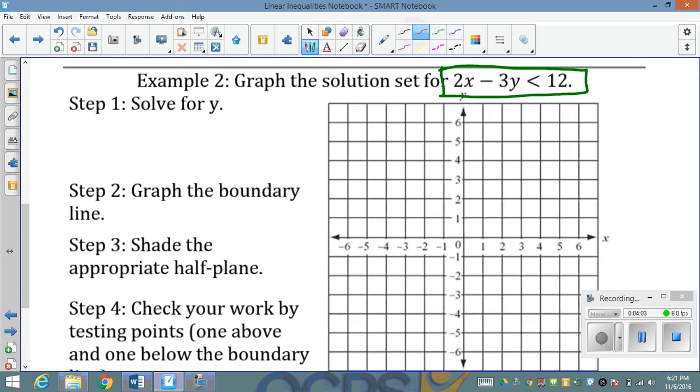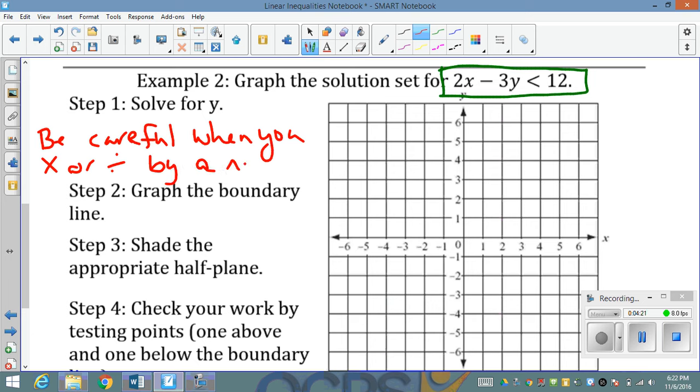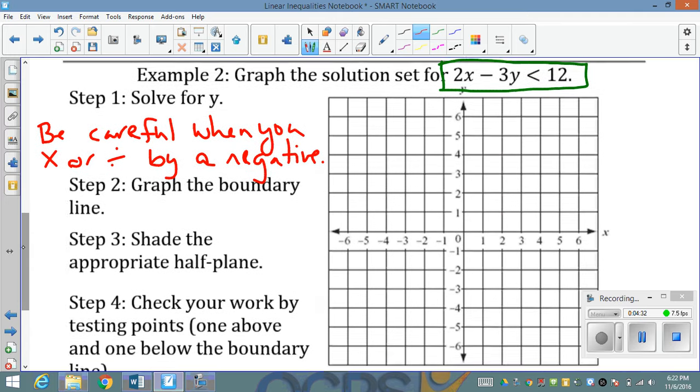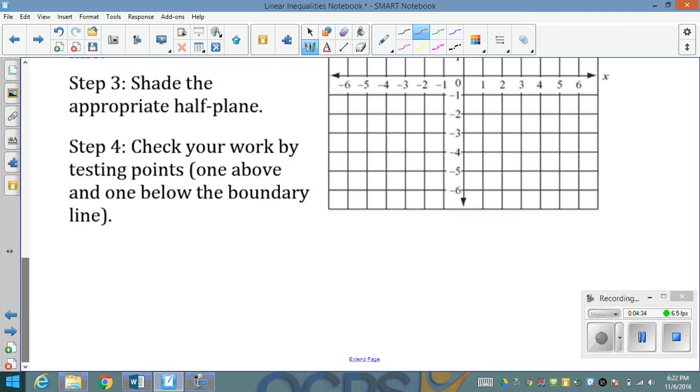Now, we want to be careful when you multiply or divide by a negative. Remember, you need to change your inequality sign when you do that. Be careful about that. All right, let's look at our solving for y. I'm going to come down beneath because I didn't leave myself enough room. 2x - 3y < 12.